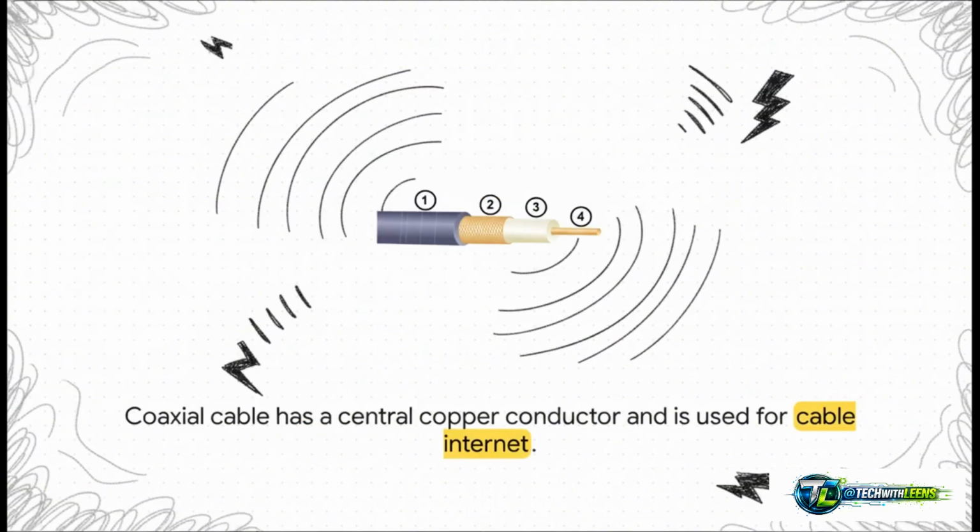And finally, there's coaxial cable. You've definitely seen this one. It's what probably brings cable internet or TV in your house. It has one big copper wire right down the middle, and it's protected by layers of insulation and a metal shield. That design makes it super tough against the interference and really good for carrying signals a long way.